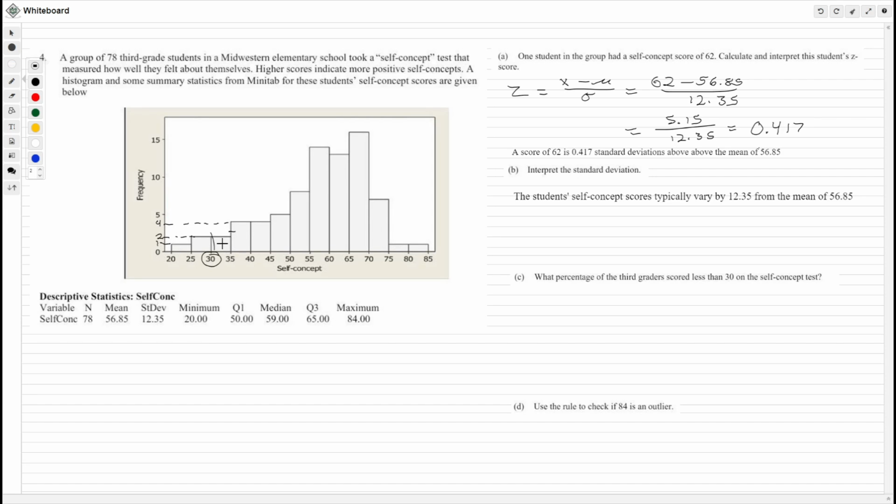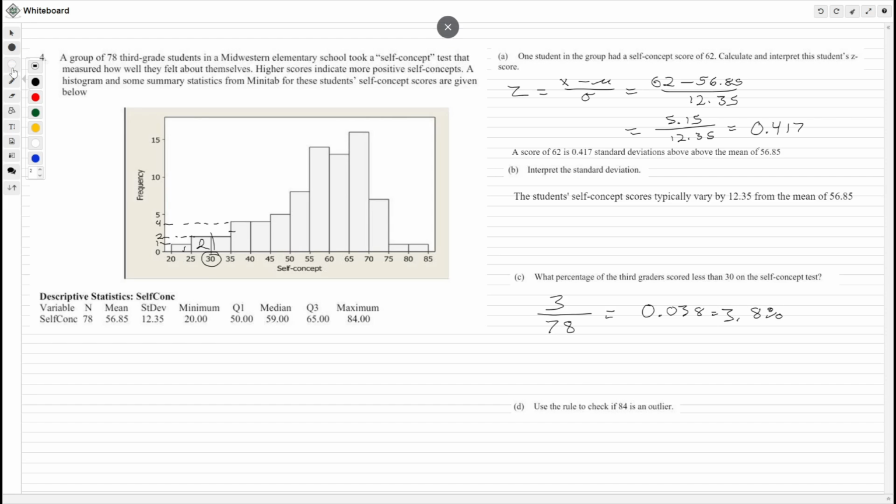So then we can add up the total number of students. There's 3 total students here less than 30. There's 1 and there's 2 here. It says what percentage of the third graders scored less than 30? That's 3 out of the total 78 students, which gives us 0.038 or 3.8%.